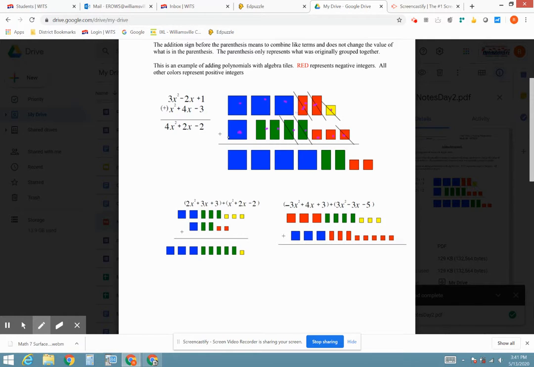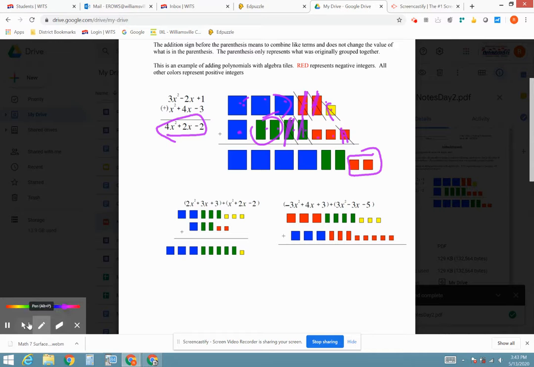So you combine them, and so you combine all of the x squareds, 1, 2, 3, 4, blue ones now. The red x's cancel out with the green x's, leaving you with 2 positive x's. And then a positive and a negative constant would cancel out, leaving you with 2 negatives. So what you're left with is 4x squared plus 2x minus 2. You absolutely do not need to use the tiles or draw them. It's just a visual example of what's going on.